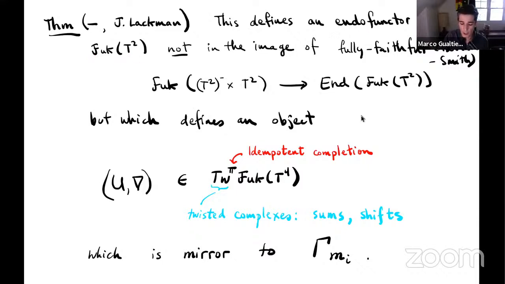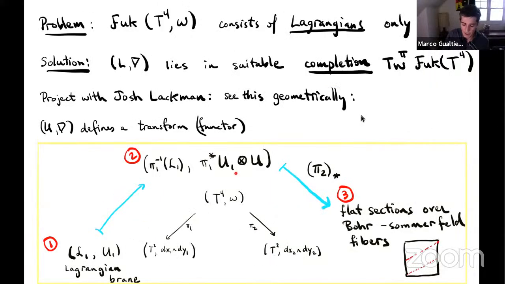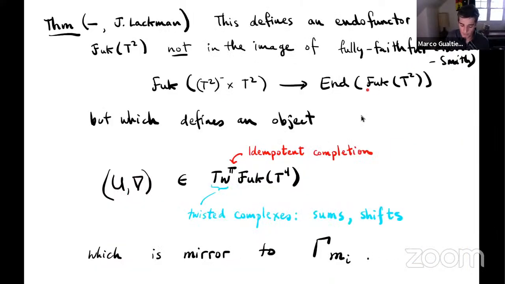And this endofunctor is not in the image of the well-known map, which has been studied by Abouzaid and Smith, which goes from objects of the Fukaya category of T4 and converts them into endofunctors of the Fukaya category of T2. This is a fully faithful functor, but it is not surjective. So this functor that we defined in this way is not in the image of this functor.